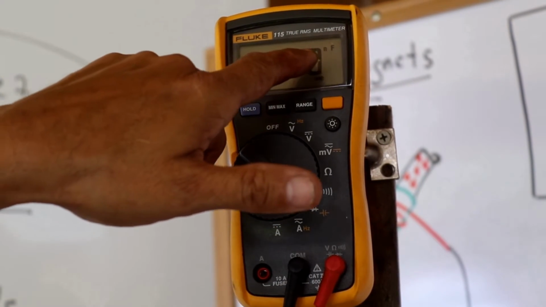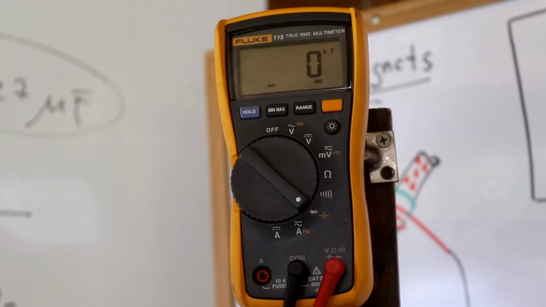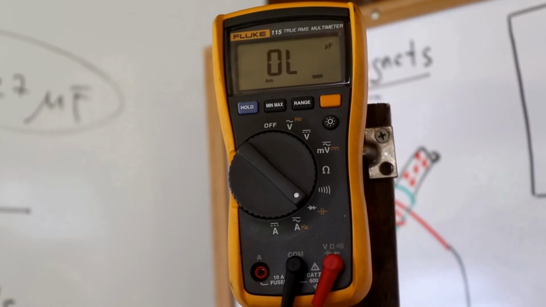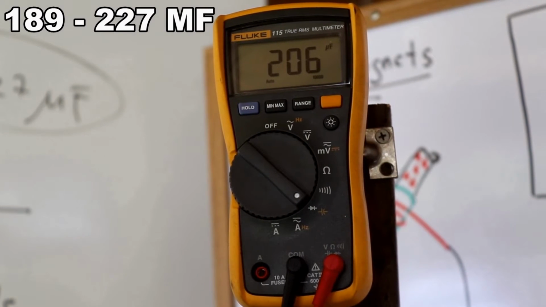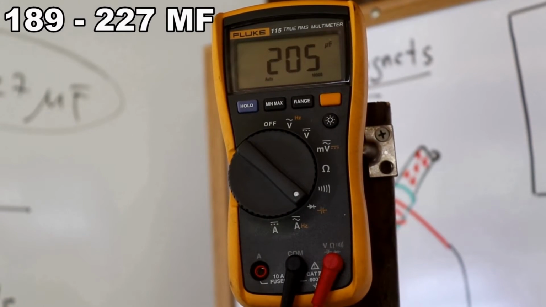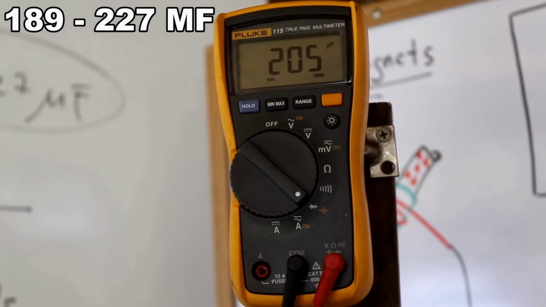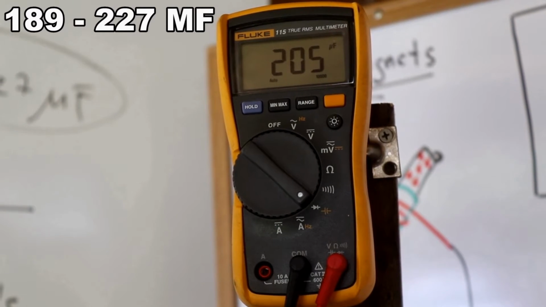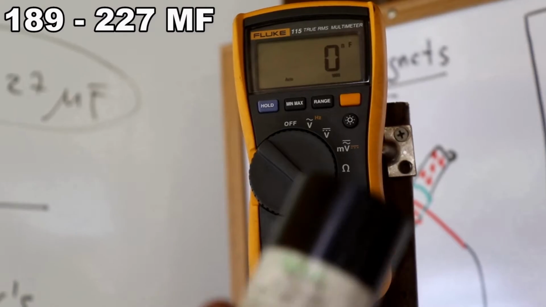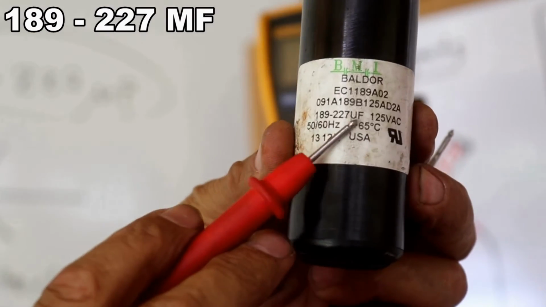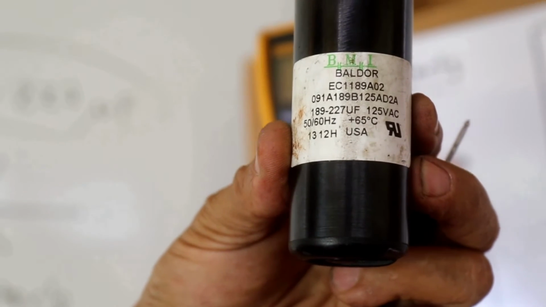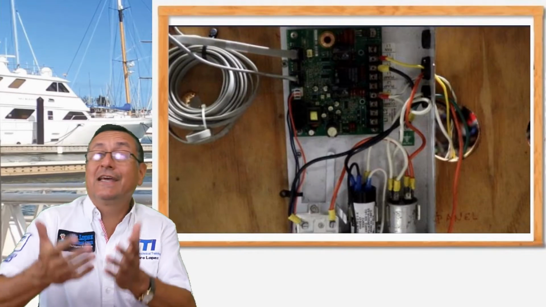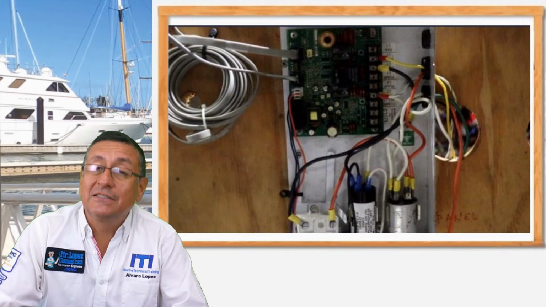Okay, and it says nanofarads. Okay, we are going to check how many farads I have here. And right now it reads 205 microfarads. If you remember, this is 205. The capacity is in between 189 and 227, and I have 205. This capacitor is in good condition. Yes, that's the procedure. It's nice, no?